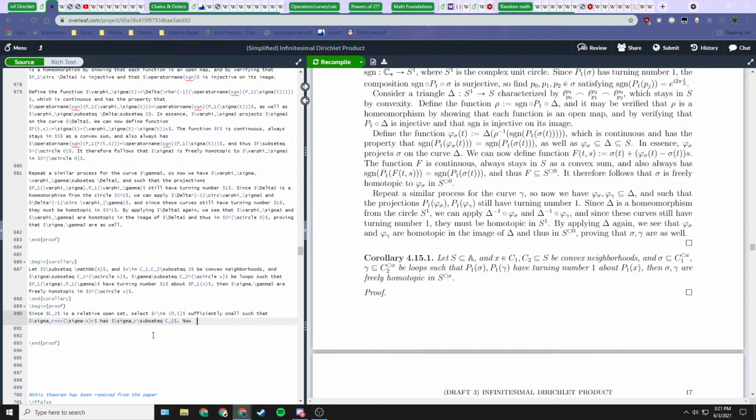So now we have sigma sub R and gamma. Actually, we can just say, since p sub 1 of sigma sub R still has turning number 1 about p1 of x, then sigma sub R and gamma are freely homotopic in C2 punctured through x.